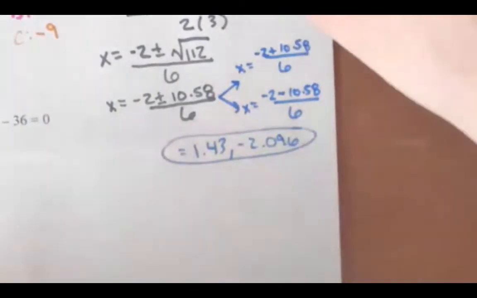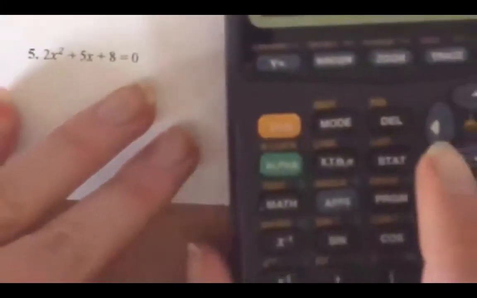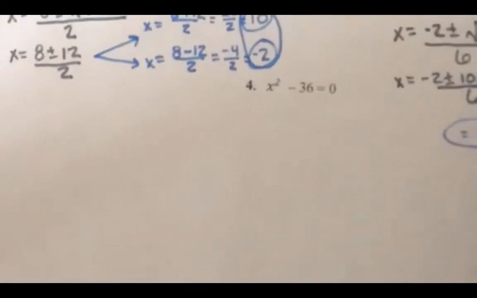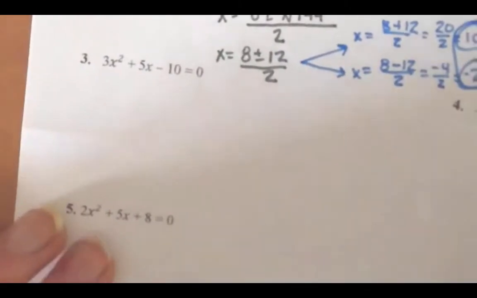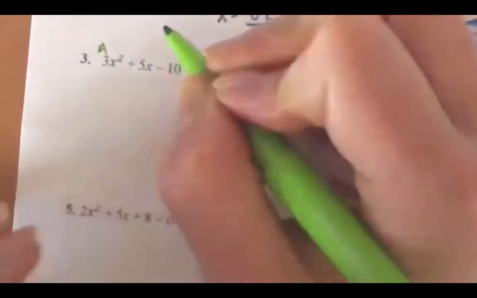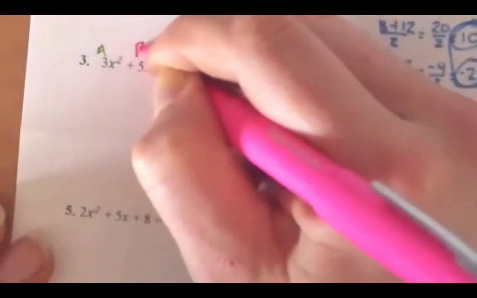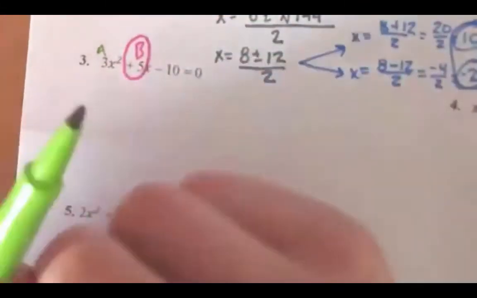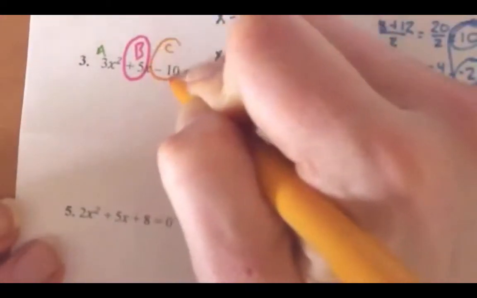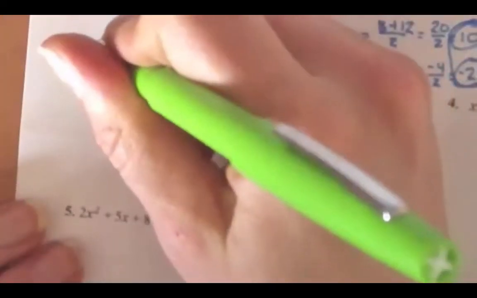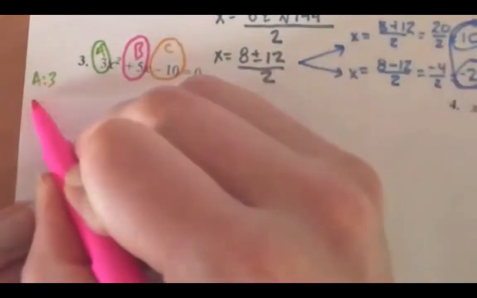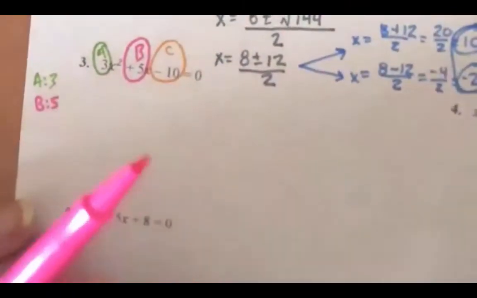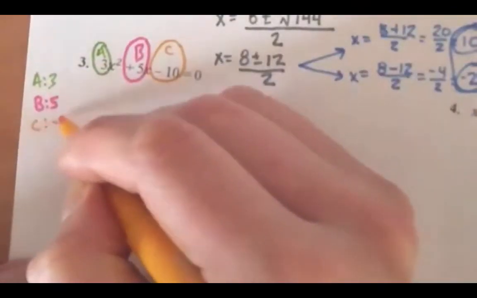Alright, cool stuff. Let's keep moving. I want to show you a few more examples here. Number 3. Sorry. Number 3 is right here. We need to do, again, find A, B, and C. Here's A, B, and C is -10. A is 3. B is 5. C is -10.